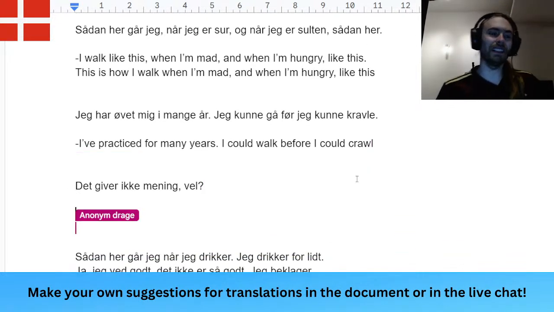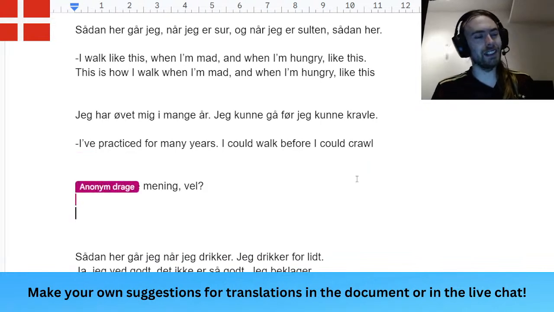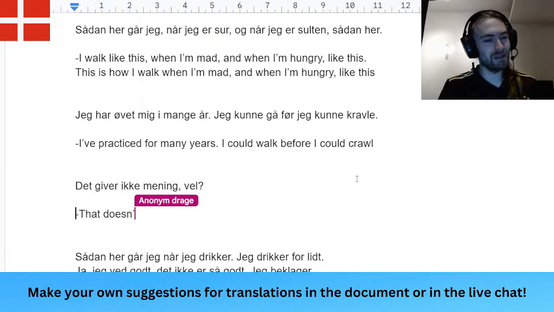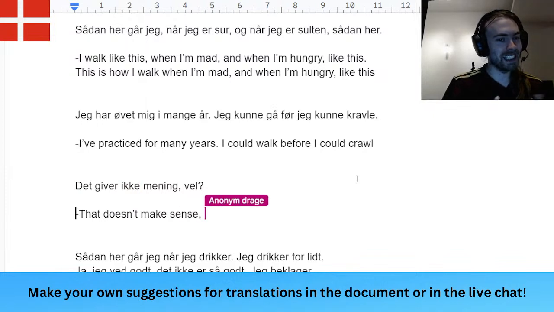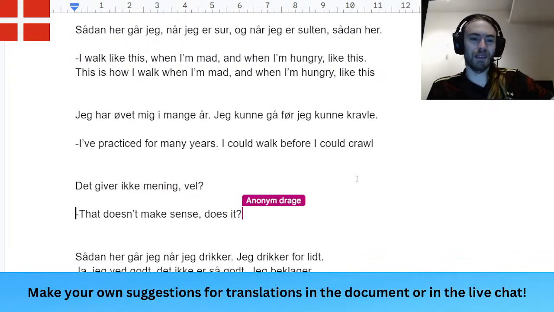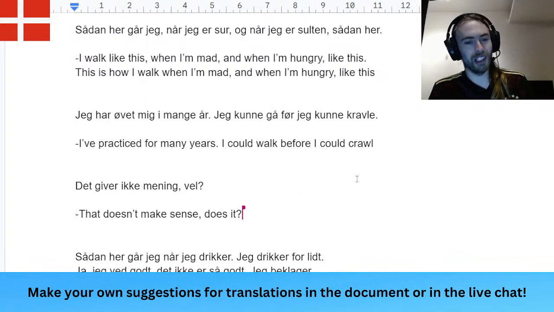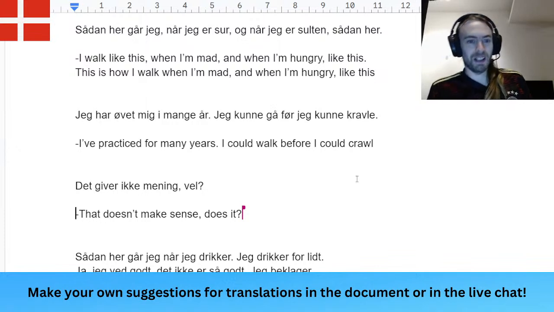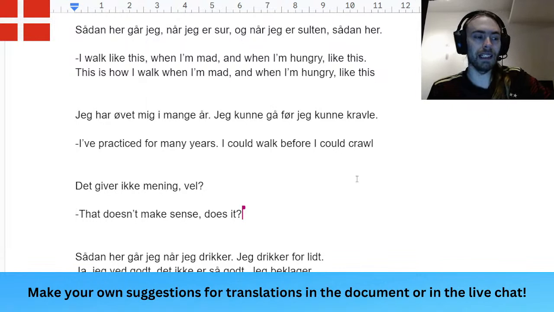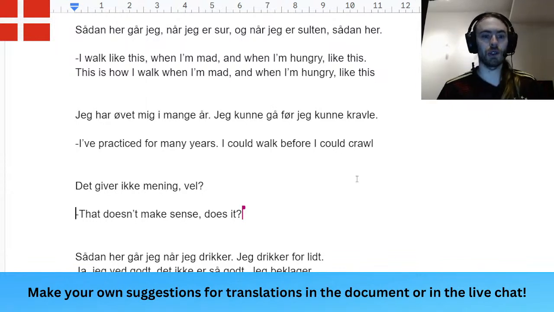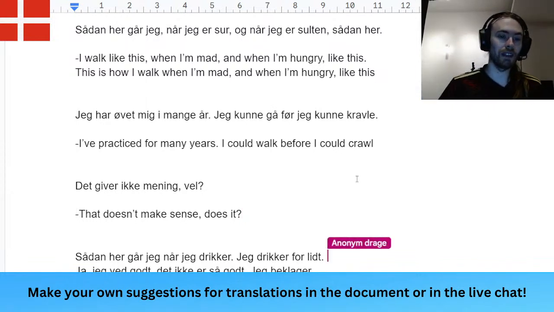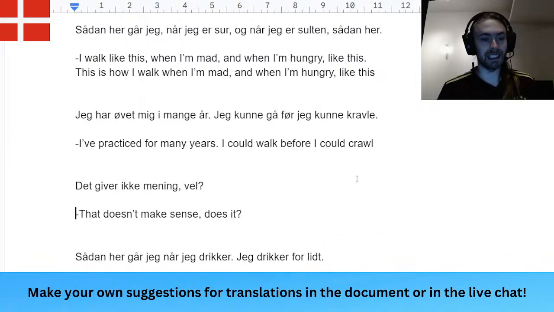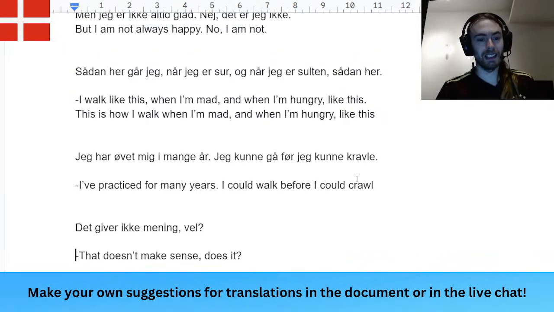Det giver ikke mening, vel? What is that? I mean, meaning, you heard it before, but it can mean doesn't make sense. Okay, nice. That doesn't make sense, does it? I wish some more people would join in, though. I sense it's the same person writing everything here. But alright. So, if we just slow down here for a second before we move on. Så mening is opinion, like det er min mening, and it's also like meaning of life. And then of course meaning like sense. Det giver mening, it makes sense. Og det giver ikke mening, it doesn't make sense. And so on.